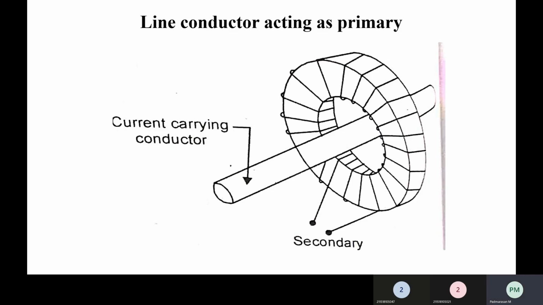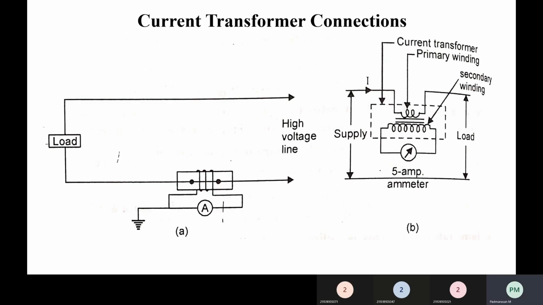So this is the construction of the current transformer. Here there is a conductor which carries the current, and there is the core which carries the secondary winding of fine wire. These are the current transformer connections. Diagram A is one type of current transformer connection. Similarly, B is also a current transformer connection. The high voltage line is connected to the load through this current transformer.